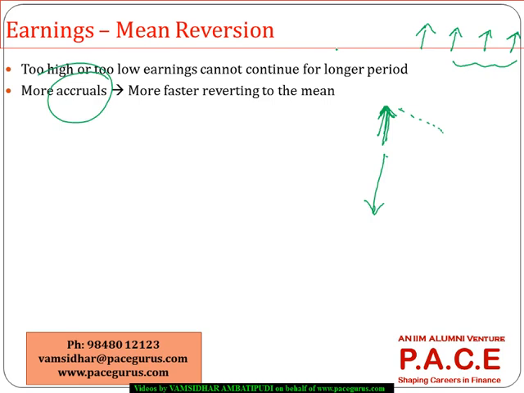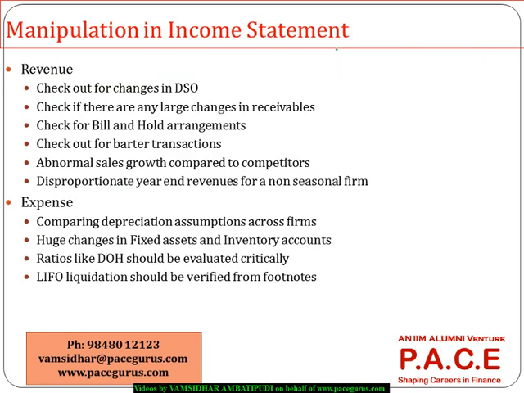With respect to the accruals, if the earnings of the company are very high this time and the accrual ratio is also very high, I can very well predict that the next period's earnings, or probably the earnings over the next couple of periods, are going to come down. Looking at the possible areas of manipulation, these are the things the analysts can look at for identifying possible manipulations in the financial statements.